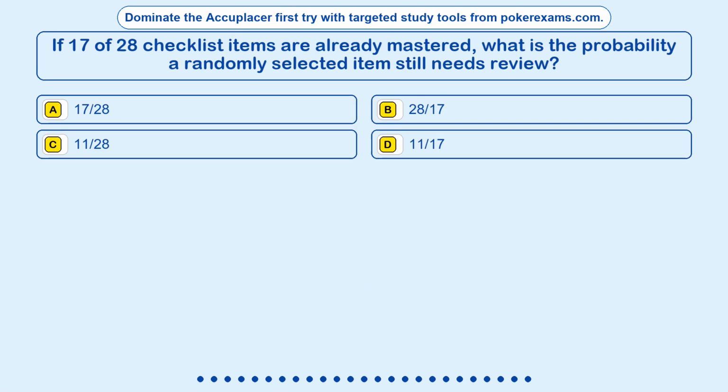Question 10. If 17 of 28 checklist items are already mastered, what is the probability a randomly selected item still needs review? Option A, 17/28. Option B, 28/17. Option C, 11/28. Option D, 11/17.